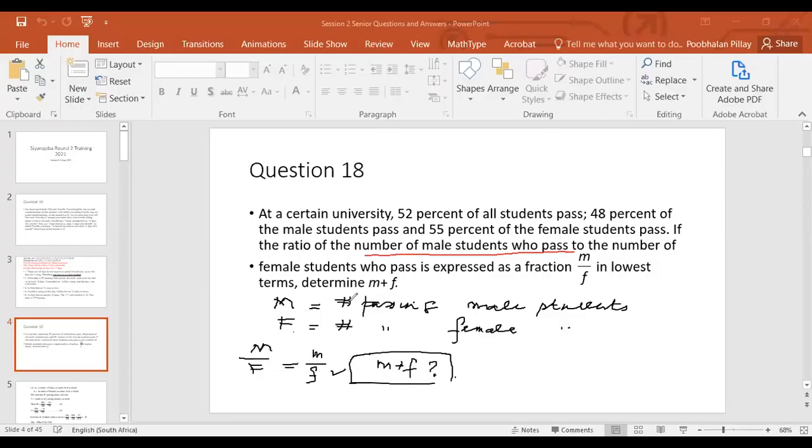Okay, now we know that m represents the number of passing male students and f the number of passing female students. Now let's look at the information that we have. At a certain university, 52% of all students pass. So you either have male students or female students.